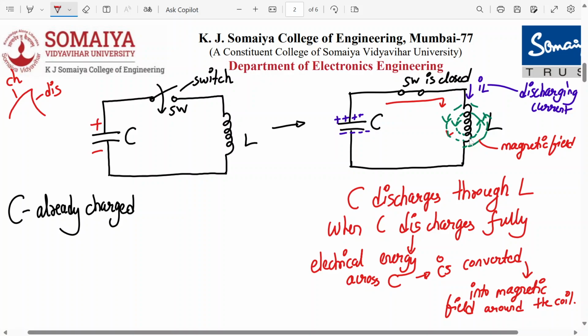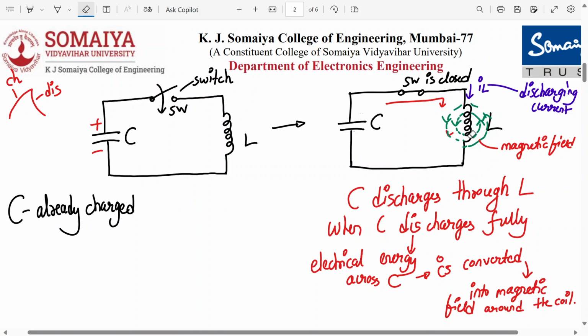Now the capacitor is fully discharged. So what will it do? What will this do now? All the charges from the capacitor are gone. So the capacitor is fully drained out, whereas the inductor is fully loaded with all the energy in the form of magnetic field around it. Now when that happens, the capacitor slowly charges again. Earlier the capacitor was discharging and the inductor was charging, and now the inductor is discharging.